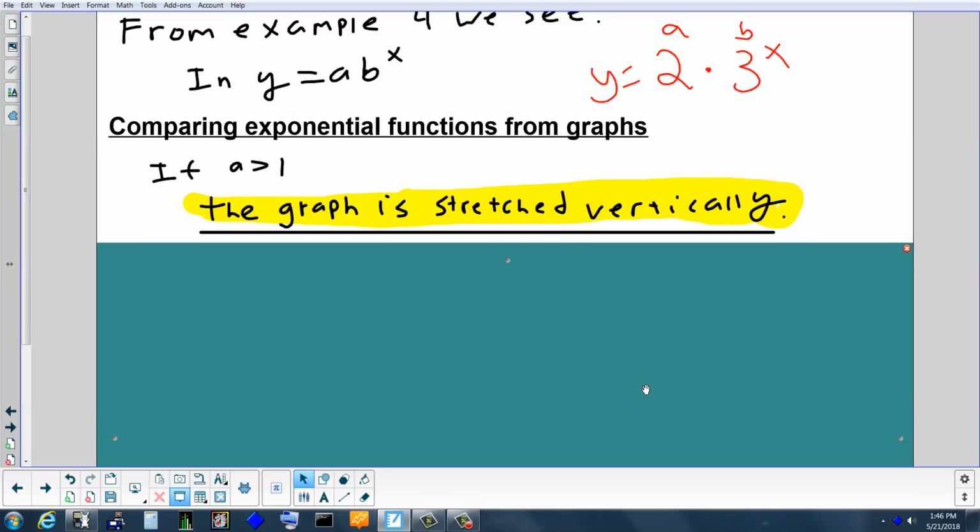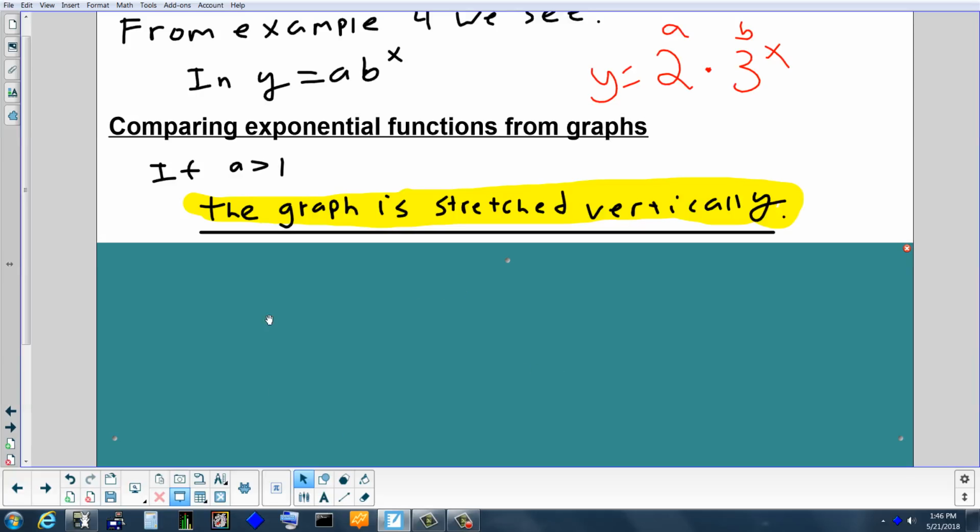A could be a decimal too. It could be like 1.5. 1.5 is greater than 1. 1.1 is greater than 1. So if a is greater than 1, like we showed you guys in those pictures before, that means we're going to stretch the graph out.